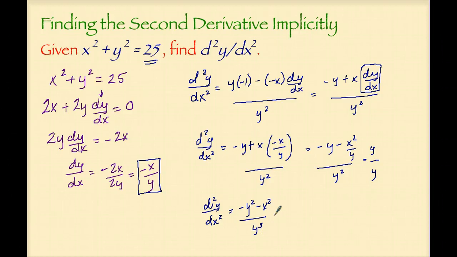But let's notice something. If I factor out a negative 1, this leaves x squared plus y squared in the numerator over y cubed. And remember our original function, x squared plus y squared equals 25. Therefore, we can replace this x squared plus y squared in our second derivative with 25, leaving a simplified second derivative of negative 25 over y cubed.